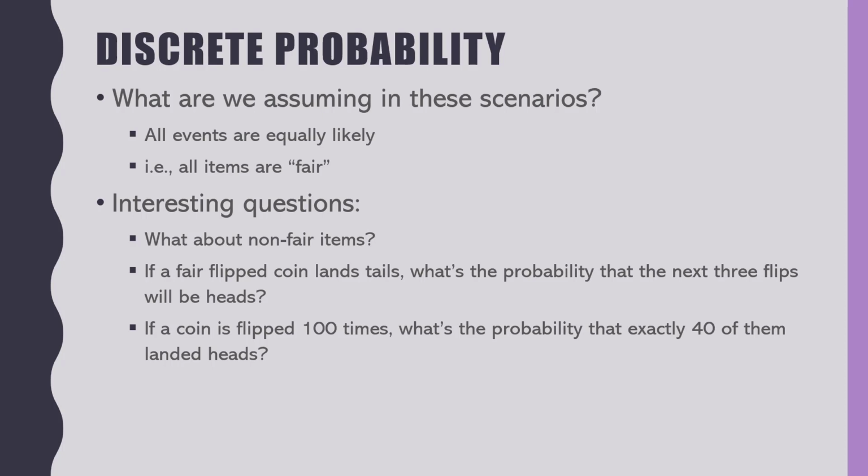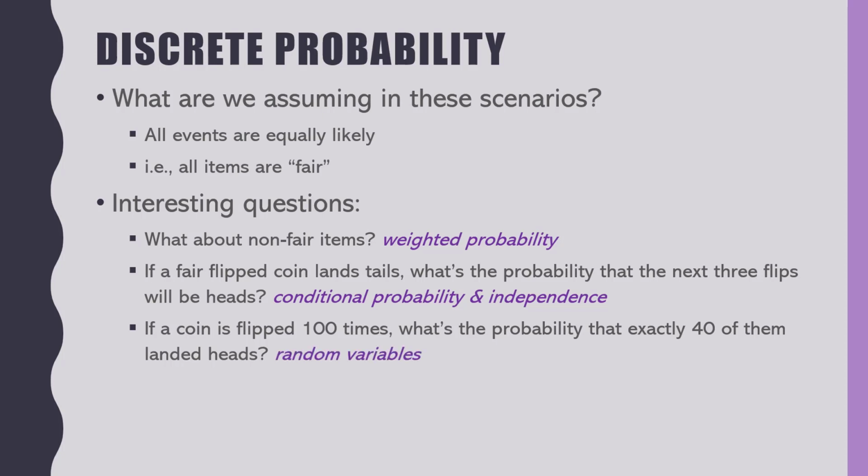Another thing that we're going to learn about how to do today. This idea here, when we're dealing with non-fair items, we call this weighted probability. The next idea here, when we're dealing with if the first event does this, what's the probability that the next event will be this? That's conditional probability, and we'll be talking about independence as well when we get to that subject.